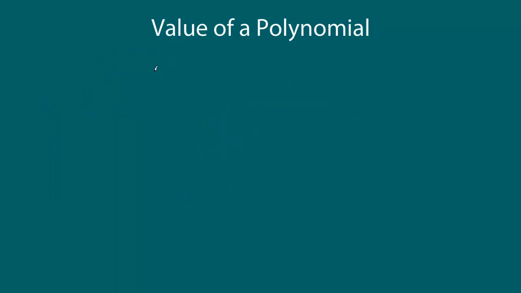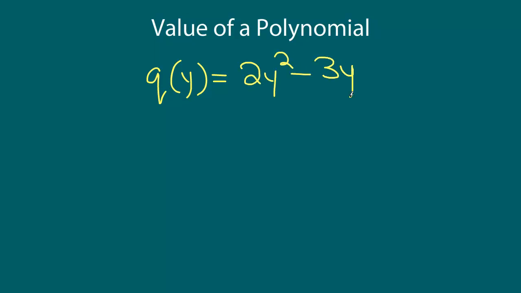Now let's take a look at some quadratic polynomials. Say we have, let's take this time a polynomial in variable y. Let's say we have 2y squared minus 3y plus 5. If this is our polynomial, and now let's say we want to find out the value of this polynomial at y equals 0. So what will this be?